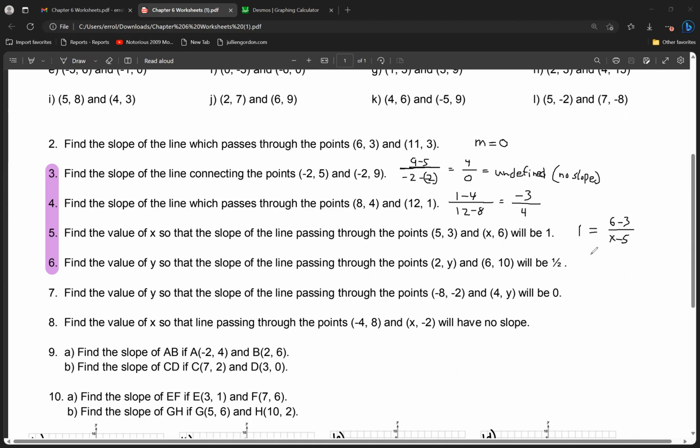Cross multiply, exactly. So what do I write? X minus 5 equals 6 minus 3. X minus 5, you'll just leave. And then 6 minus 3 we know is 3. So what's x? If you add 5 to both sides, what do you get? 8. There you go. X equals 8. Okay. That was number 5. Copy that down or take a picture of that.